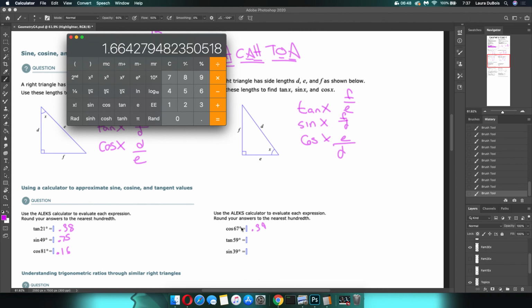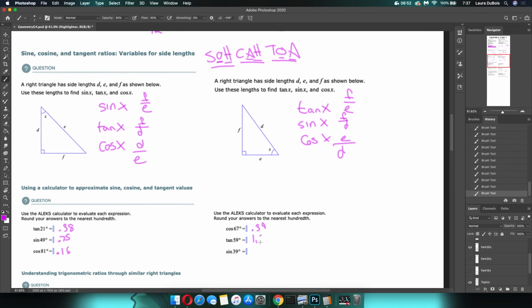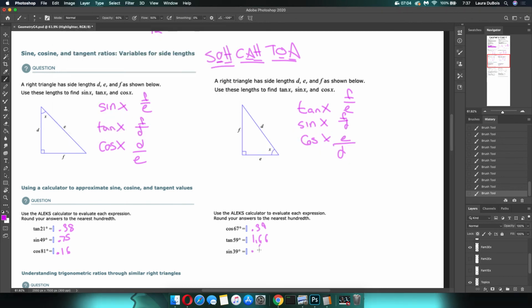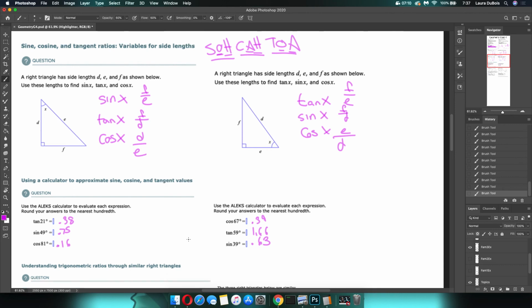Tangent is going to be 1.66, and then sine 39. 39 sine is going to be 0.63, because the 9 makes it round up. So 3 topics back to back to back, getting you used to your trig functions.